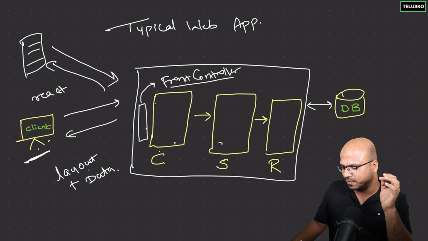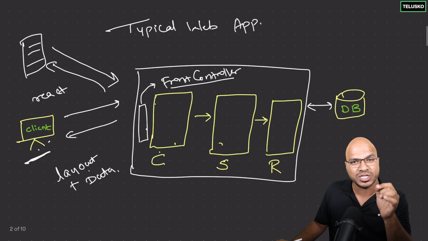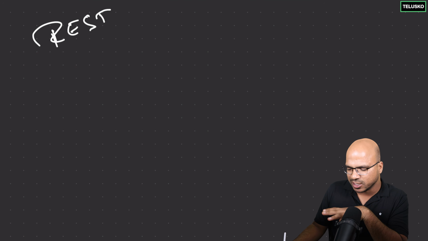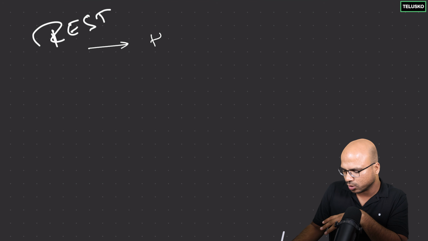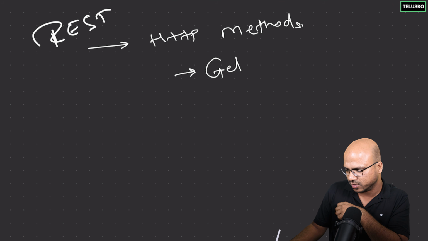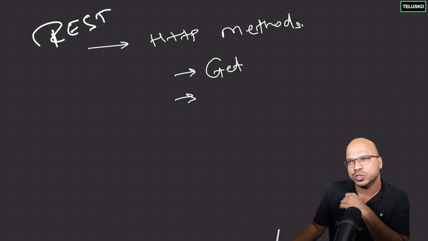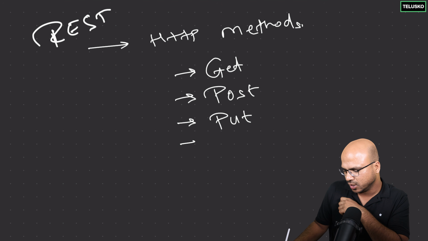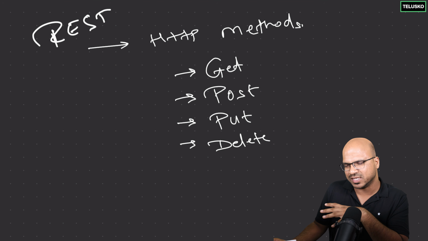Now, REST API basically uses a protocol called HTTP. We have talked about it before, and it has certain methods to work with. So if you want to fetch something, we have a get method. If you want to store something on the server, we use post. If you want to update something, we use put. If you want to delete something, we have delete. Apart from this, we have other methods as well, but these are four we normally use.